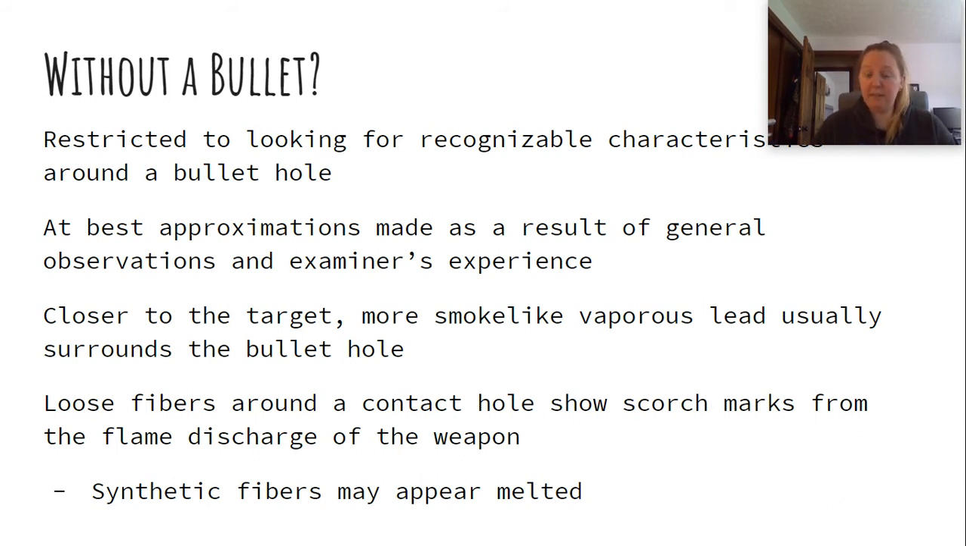Closer to the target means you'll have more of a smoke-like vaporous lead halo around the bullet hole. Loose fibers around the contact hole can also show scorch marks from the flame discharged by the weapon. So that's very important, because it also tells a story about what the suspect was wearing or what the bullet may have passed through, because synthetic fibers melt, natural fibers singe.